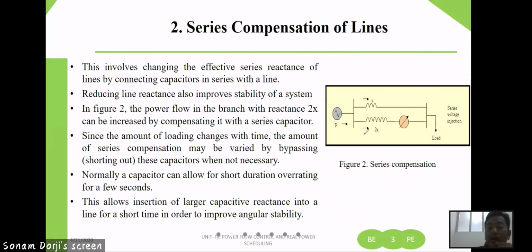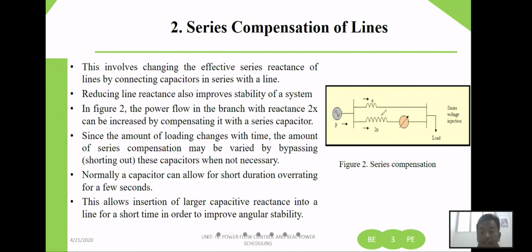Here I have explained in figure 2: the power flow in branch 2 with reactance X2 can be increased by compensating with series capacitors. Definitely this will have a low power transfer or flow because of this reactance, compared to path 1. So how to improve it is to connect a series capacitance, so that your total reactance will be reduced and power transfer will be increased. This is how you optimize, so that whatever is generated here, you will get it here, or there will be fewer losses.